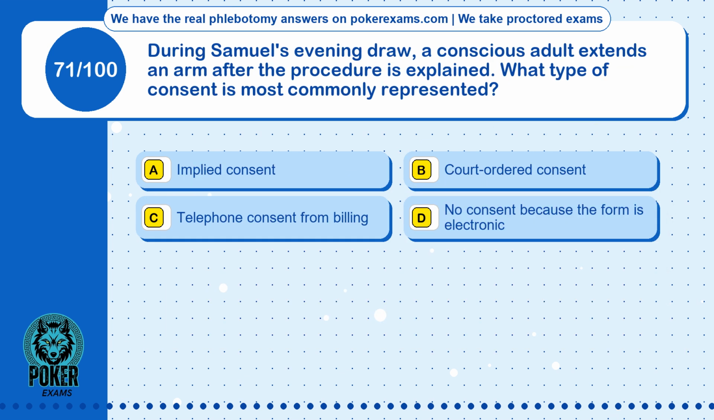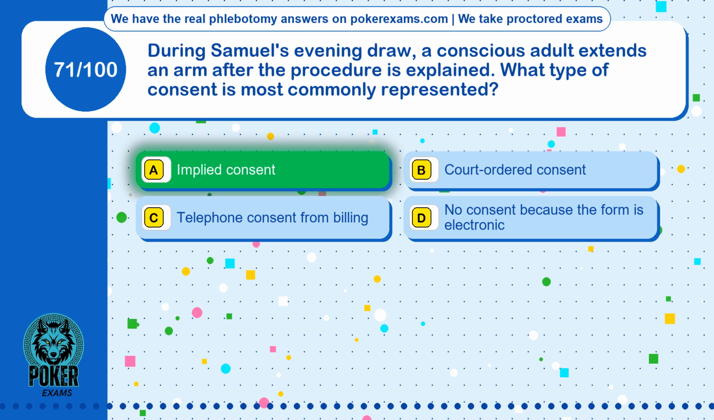Question 71. During Samuel's evening draw, a conscious adult extends an arm after the procedure is explained. What type of consent is most commonly represented? Option A, implied consent. Option B, court-ordered consent. Option C, telephone consent from billing. Option D, no consent because the form is electronic.